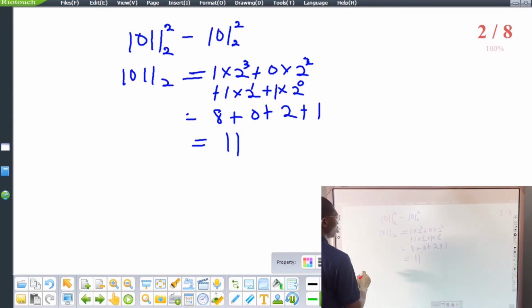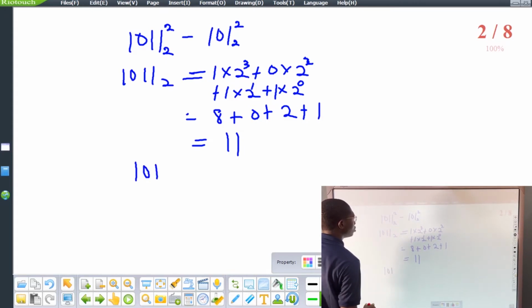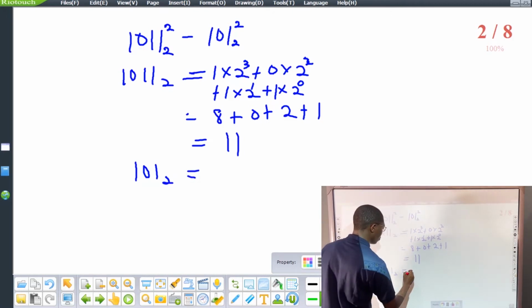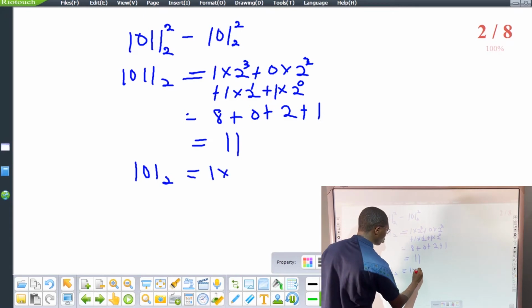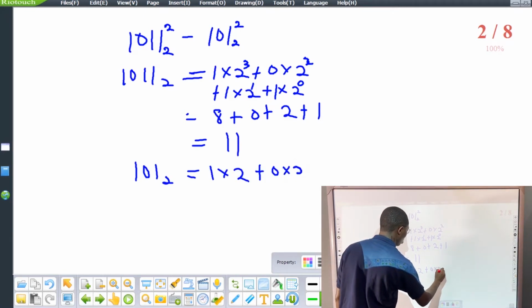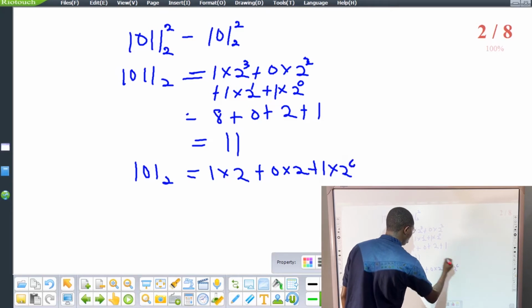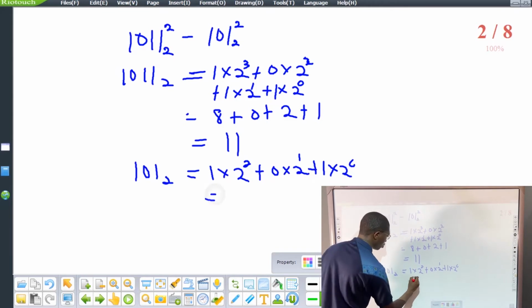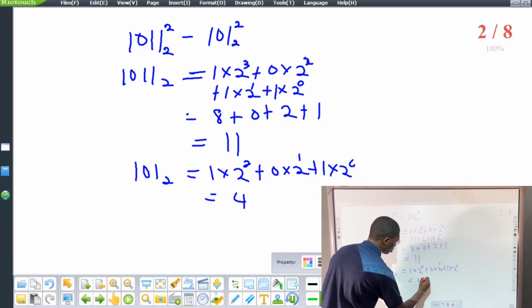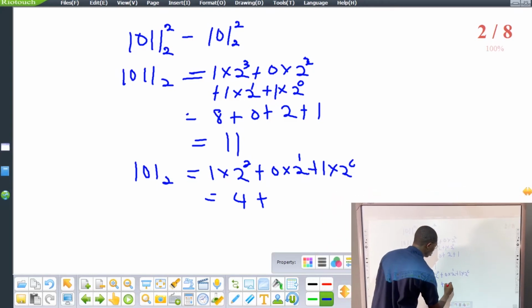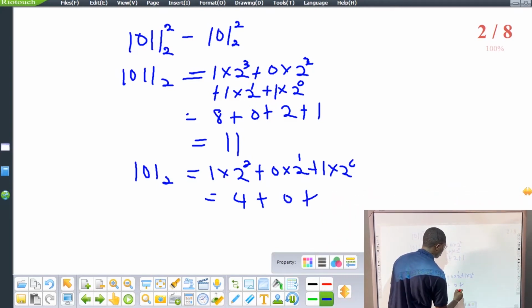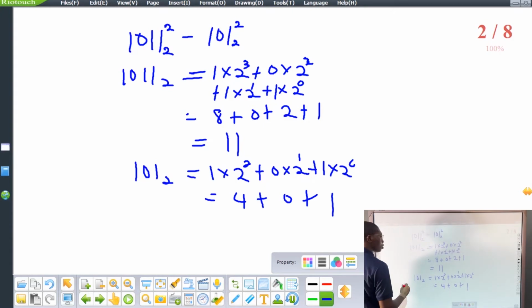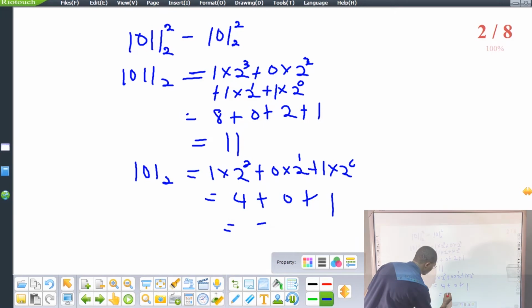So for the second one, we have 101 base 2. We want to convert that to base 10. So we are going to have here 1 times 2 plus 0 times 2 plus 1 times 2. Degree 0, degree 1, degree 2. So we have here 1 times 2 raised power 2 is 4, plus 0 times 2 raised power 1 is 0, plus 1 times 2 raised power 0 is 1. Why? Because 2 raised power 0 is 1, and 1 times 1 is 1. So our final answer here is 5.